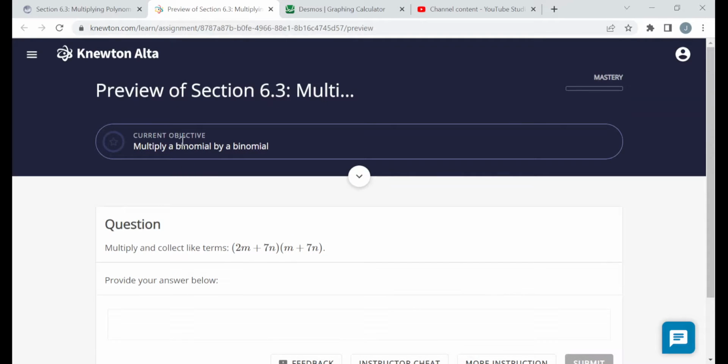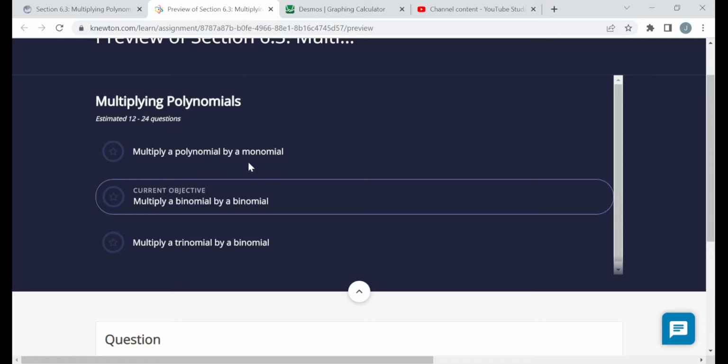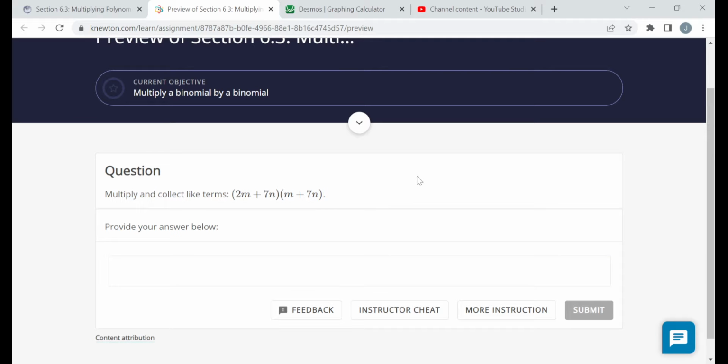Alright, so the first objective I'm looking at is multiply a binomial by another binomial. So you have a product of 2 polynomials, and each of these factors has 2 terms, as a binomial. It really doesn't matter, they have 3 different objectives here: a polynomial by a monomial, binomial by binomial, trinomial by binomial. It really doesn't matter what the size of the polynomials are, as long as you know how to use the distributive property and multiply monomials.